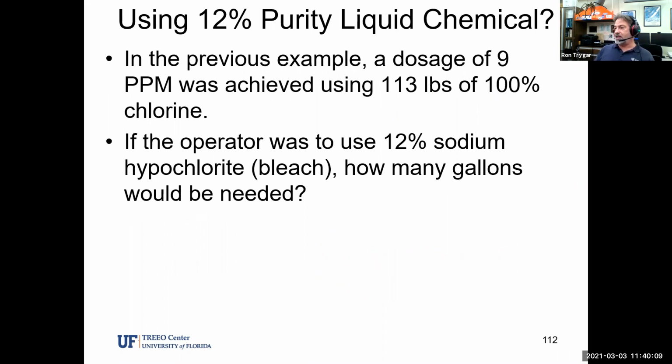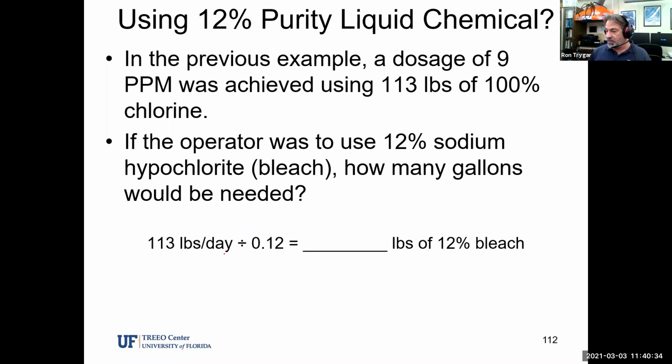How about this one? In another example, the operator was trying to get a dose of 9 parts per million, and they were using 113 pounds of chlorine. The operator is now going to try to use 12% bleach. How many gallons of bleach would be needed? So we know we have 113 pounds that's needed, and we're going to switch to this bleach. So let's work this out.